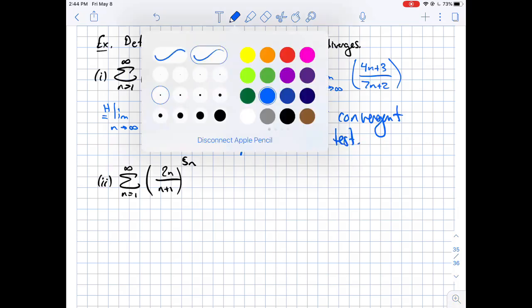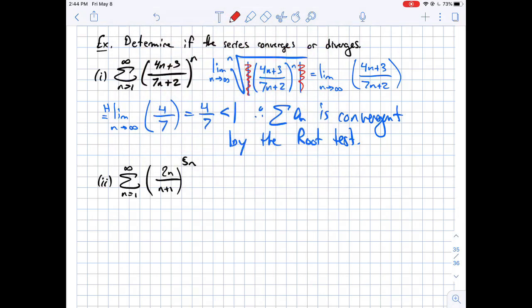Okay, and again, let's just take a look back at how we connected the root test to geometric series. What we're saying is that our series behaves approximately in the same way as the geometric series 4 over 7 to the power of n, because this term inside approaches 4 over 7 as n approaches infinity. For large values of n, that describes the behavior of our series in terms of convergence or divergence. And because the common ratio of 4 over 7 is less than 1, that means it's going to be convergent.